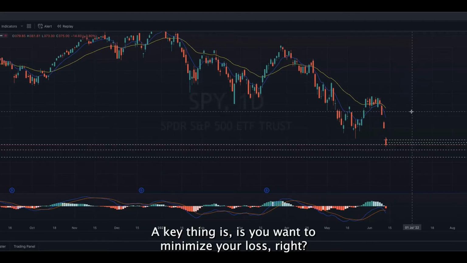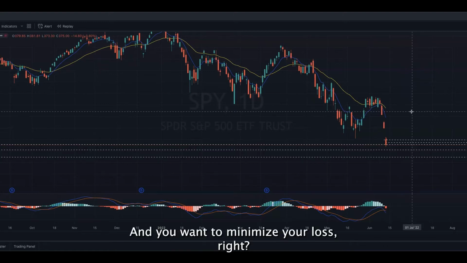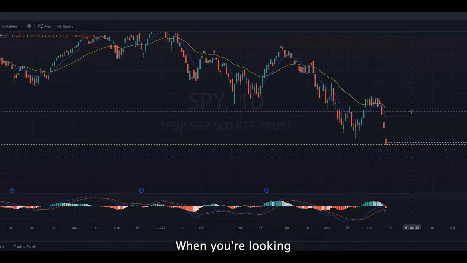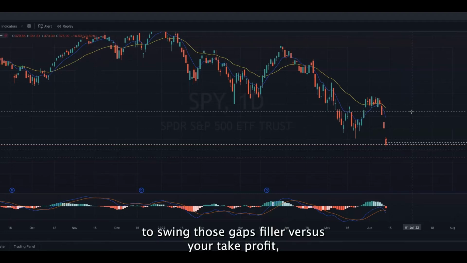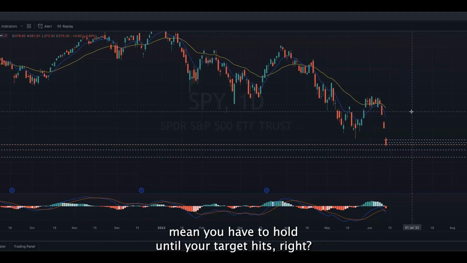A key thing is you want to minimize your loss, right? You want to maximize your gain and you want to minimize your loss, right? So I'll go over how to minimize those losses when you're looking to swing those gap fill reversals. Your take profit, you want to maximize your gains, right? You want to set targets. That doesn't necessarily mean you have to hold until your target hits, right?